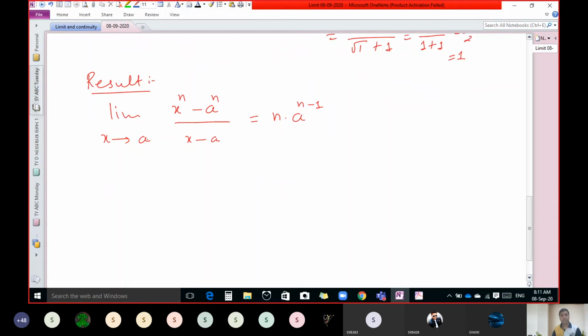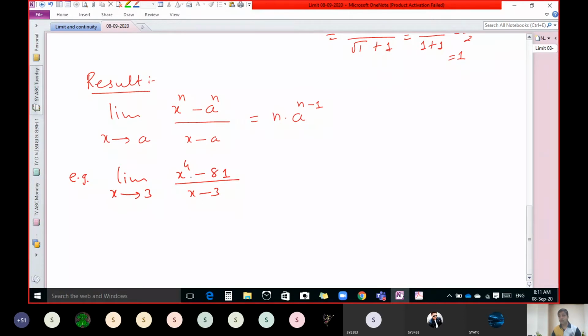So limit x tends to a, where a is any number, and x raised to n is also any number. If there is any example like this, then the answer is the power n into a raised to n minus 1. Let us take one small example. Like if there is a question, limit x tends to 3, x raised to 4 minus 81 upon x minus 3. If you put x equal to 3, what happens? 3 raised to 4 is 81. 81 minus 81 we get 0. And here also 3 minus 3 we get 0.